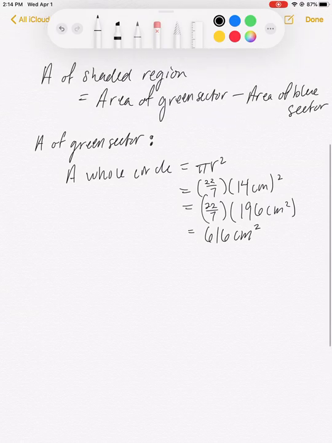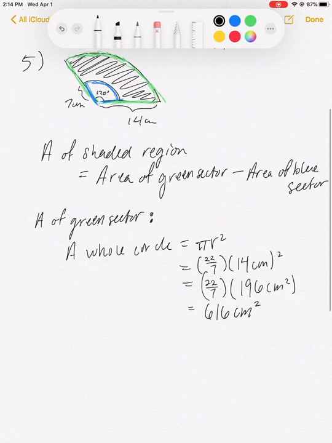Okay, so that's the area of the whole circle. Now the area of the sector is going to be whatever portion of the whole circle that this is. Now the key to that is going to be here with the 120 degrees. Okay, so the whole circle is 360 degrees, but I only want 120 degrees of that. Okay, so I'm going to set up a proportion.